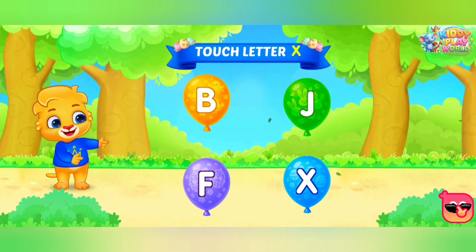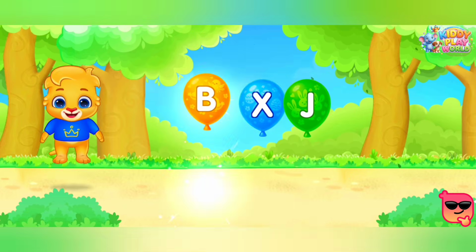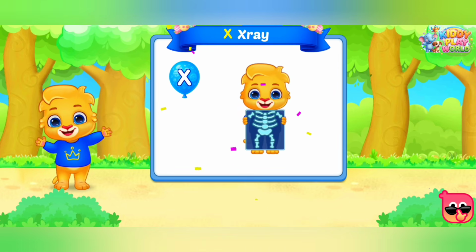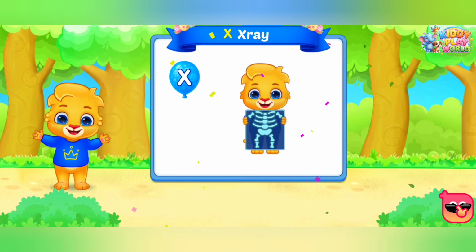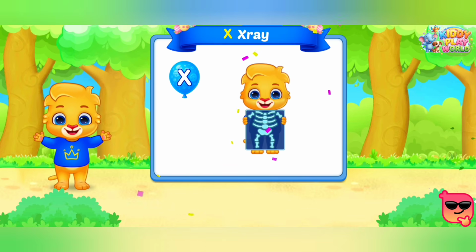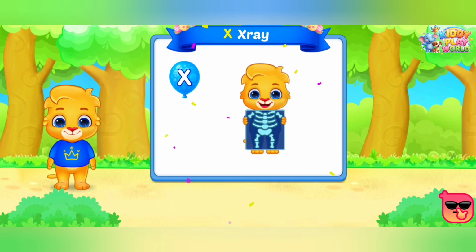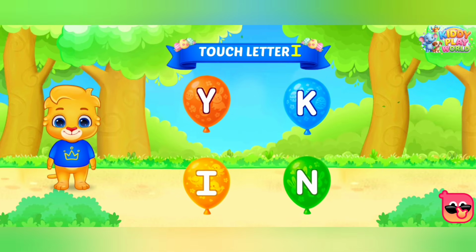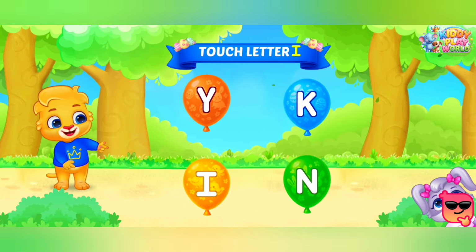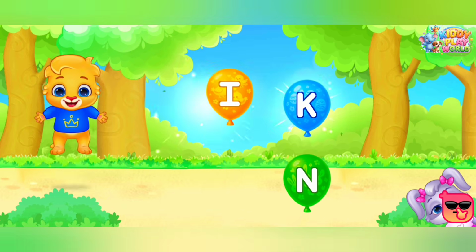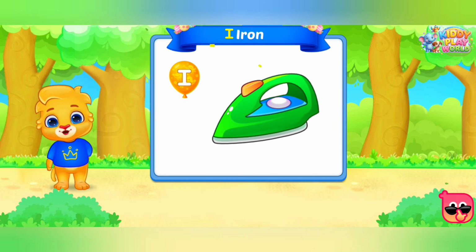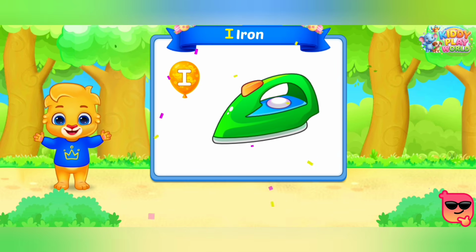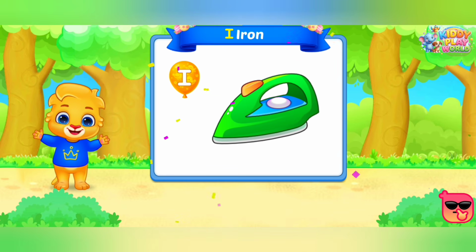Touch letter X. X is for X-ray. Touch letter I. I is for iron.